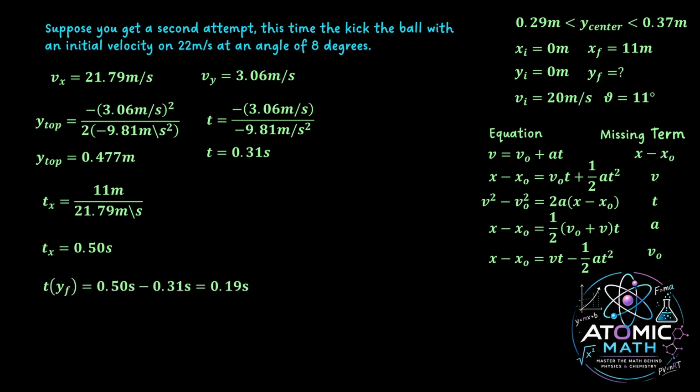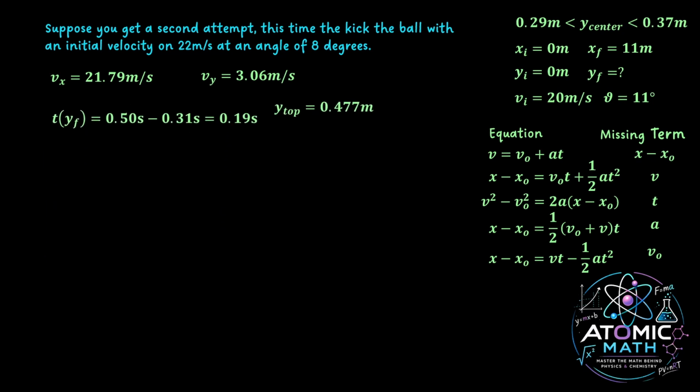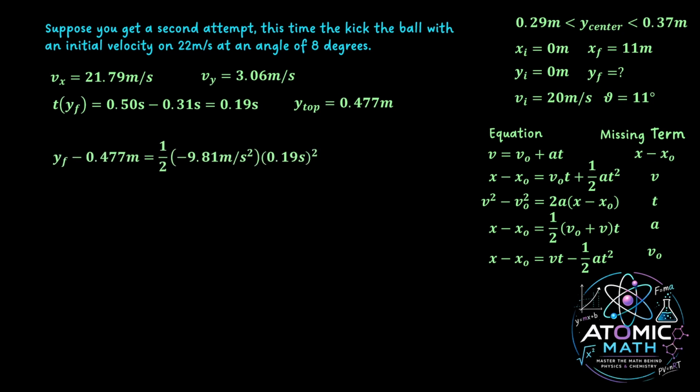So to figure out the y final, we're going to need to remove the first part of its journey, which was 0.31 seconds, and that's going to leave us with 0.19 seconds. So this time our ball will have 0.19 seconds of falling before it actually hits that goal area. So now that we know all of that, we can actually jump right in and calculate our y final. So we're set up pretty much the same. It's just our initial y is different, and of course our time is different in this one. So once we plug all our numbers in and solve, we can see that we have 0.30 meters.